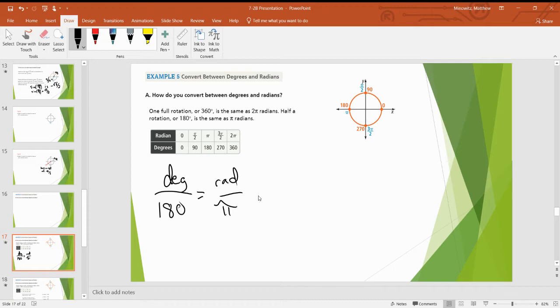Now there are other so-called shortcuts of, well, when do you multiply and when do you divide? But I think the proportion is really efficient. Conceptually, I understand it. It's saying, well, if 180 degrees equals pi radians, then what is 60 degrees in radians? Or what is pi over 4 radians in degrees?